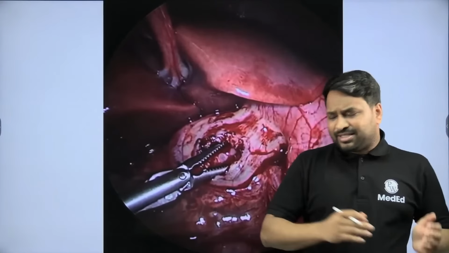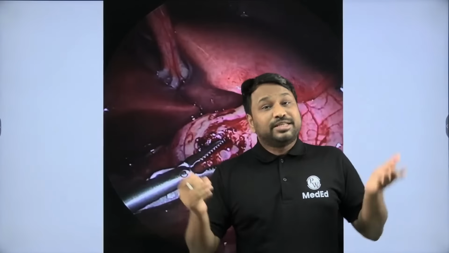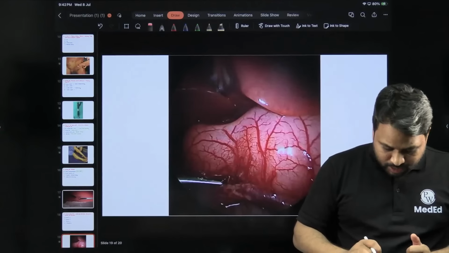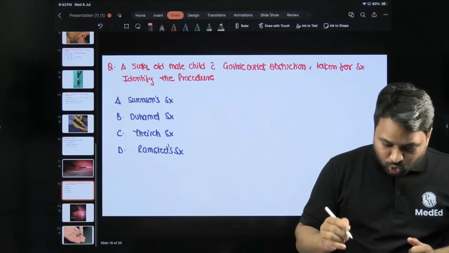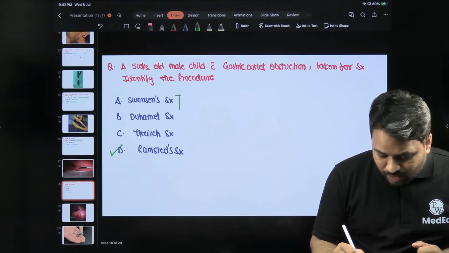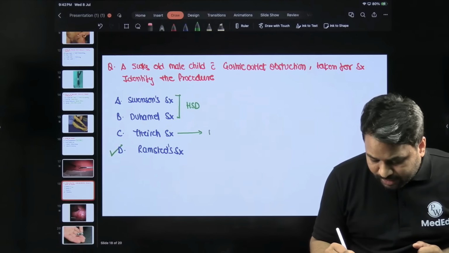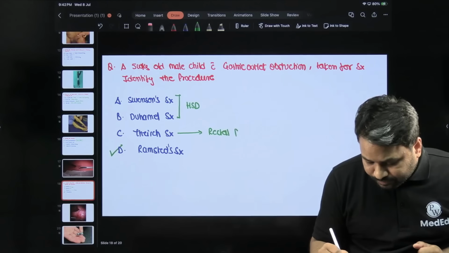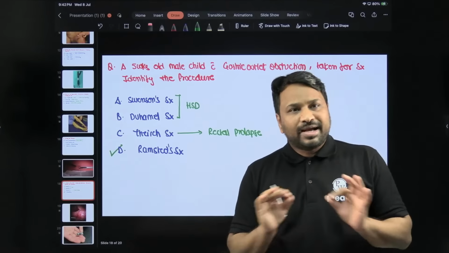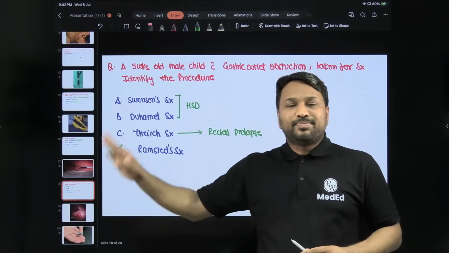A 5-week-old male child with gastric outlet obstruction, the most common cause is congenital hypertrophic pyloric stenosis, and the surgery of choice for CHPS is going to be your Ramsted's pyloromyotomy. Swenson's and Duhamel's is for Hirschsprung disease. Thierch surgery is for rectal prolapse. As simple as that. All right. So, answer to the question that we have just solved is your Ramsted's pyloromyotomy.